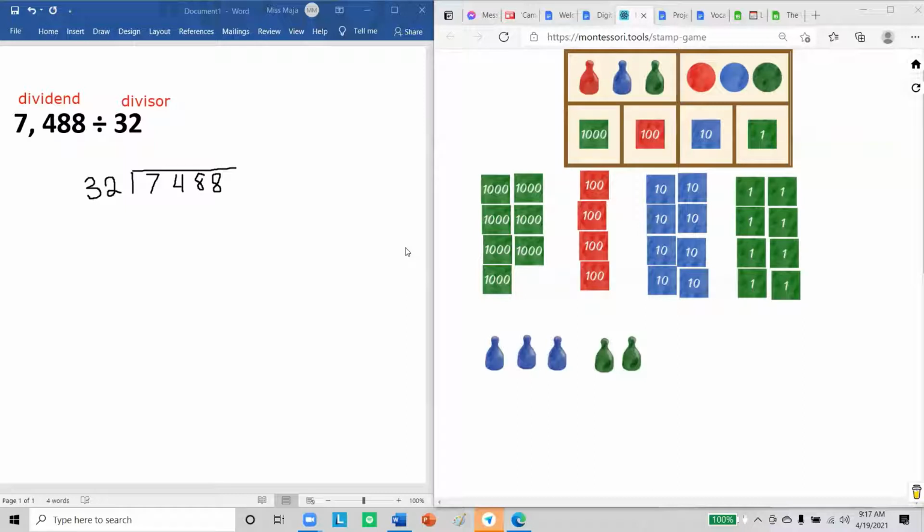The idea is you always have to start with the highest category, and the highest category is the 1,000. In your 1,000, you have 7, so you have 7,000. 7,000 is not enough with the 32. That's why here you have 0, because you cannot make 32 out of the 7. So from the 7,000, you're going to move to the next category, which is the 100. So now it becomes 74.